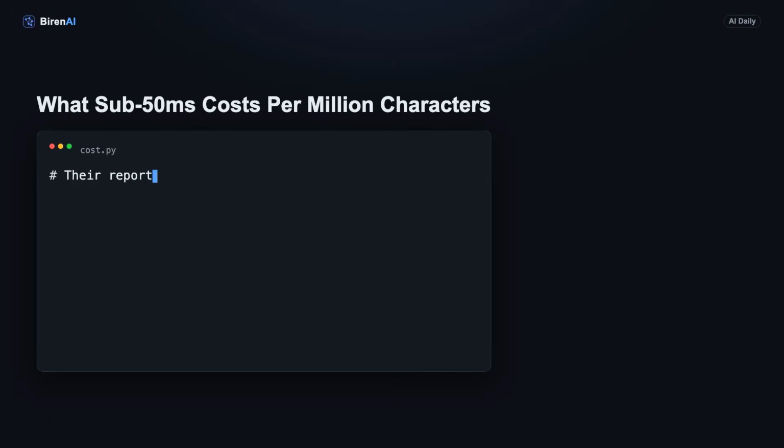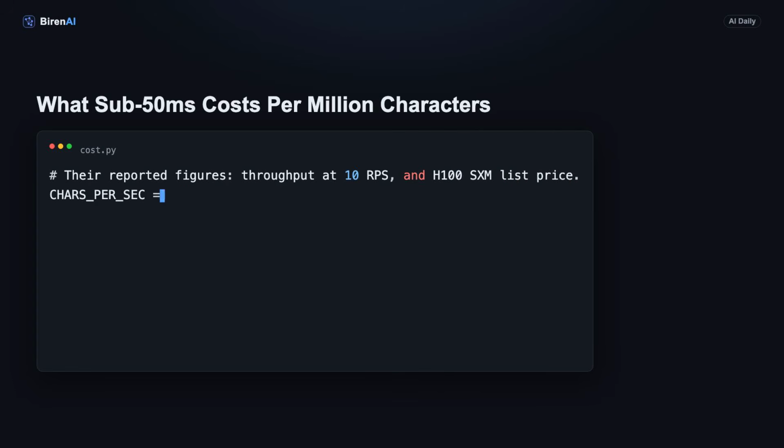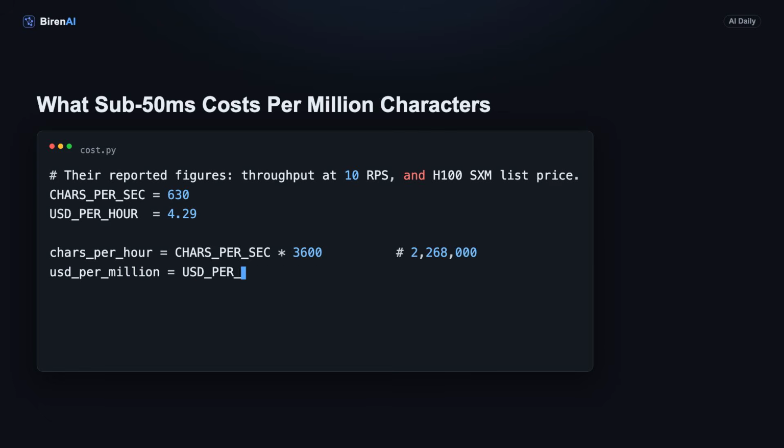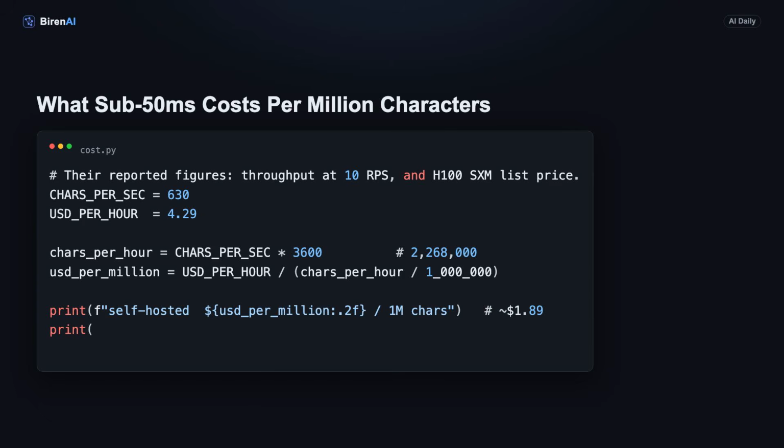The speed number has a cost number attached. At 10 requests per second, their system produces roughly 630 characters of speech per second. Multiply by 3600, and that's about 2.27 million characters an hour. An H100 SXM instance at $4.29 an hour. Therefore, works out near $1.90 per million characters at full utilization. Their comparison points are Cartesia Sonic 3.5 at $49 and 11 Labs V3 at $100. Read that gap carefully though.